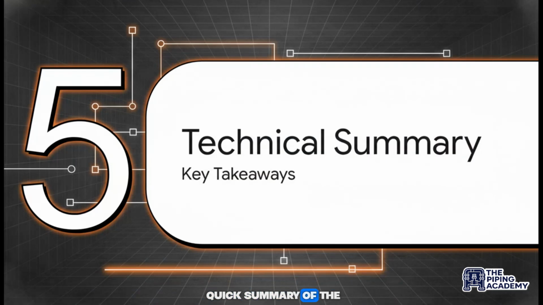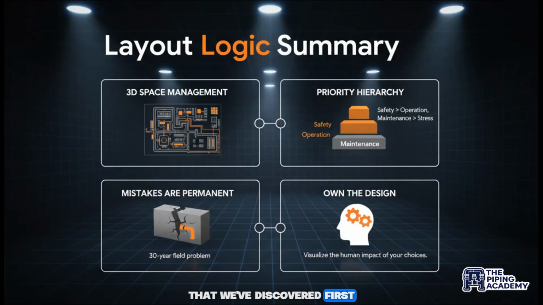All right, let's do a quick summary of the fundamental layout logic that we've just covered. First, remember that piping layout is all about the management of 3D space. Always treat the plant like an organized city with its own system of highways and local streets. Second, you must follow the priority hierarchy, without exception. Safety first, then operation, maintenance, stress, constructability, and dead last, cost. Third, never forget that layout mistakes are permanent operational hazards. A bad design in the model becomes a 30-year headache out in the field. And finally, designer responsibility. This means you have to visualize the human element. Think about the operator and the construction worker before you ever commit that design to the database.